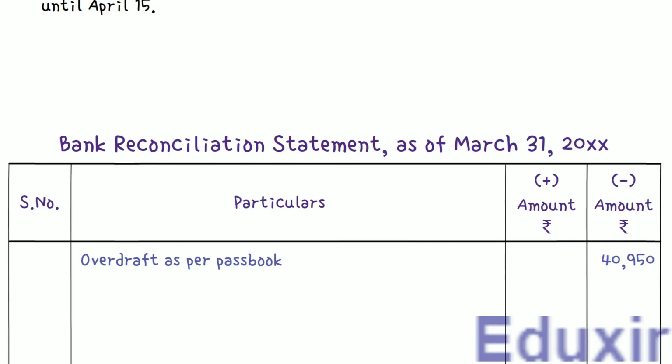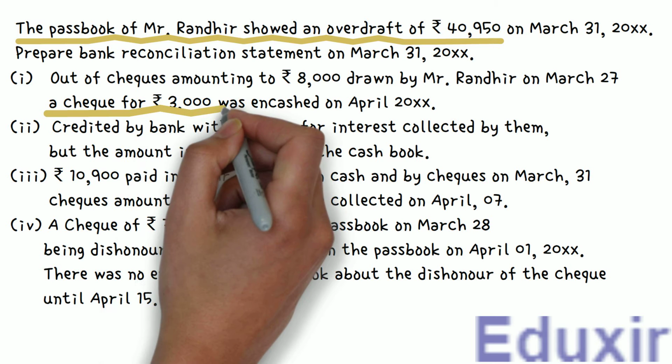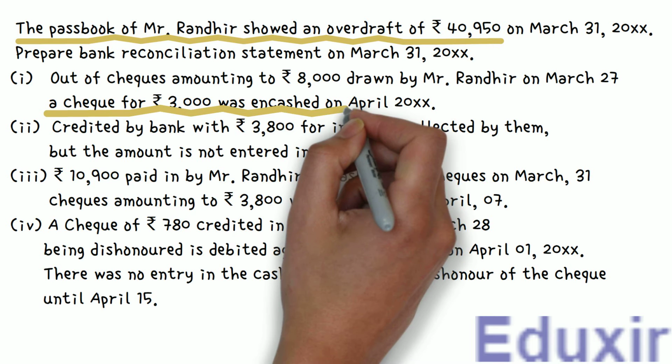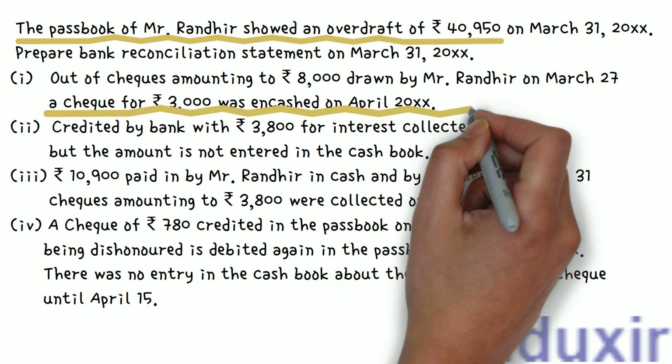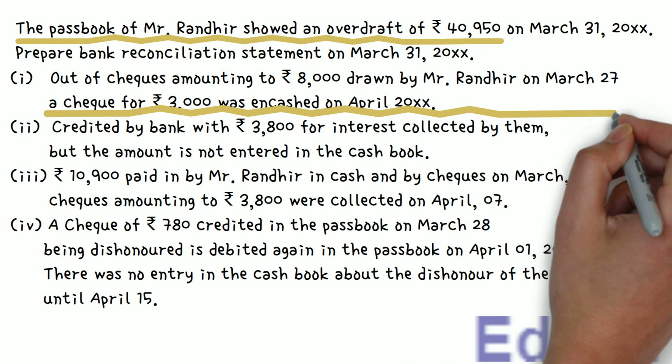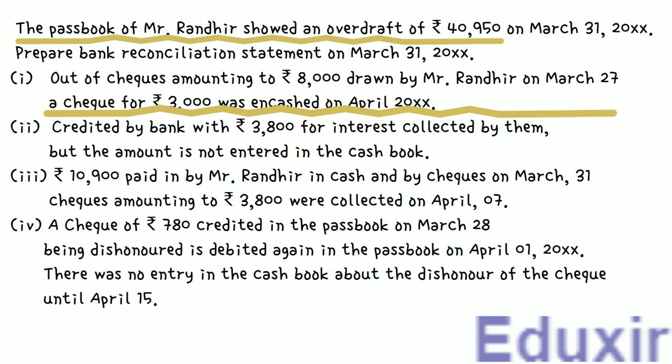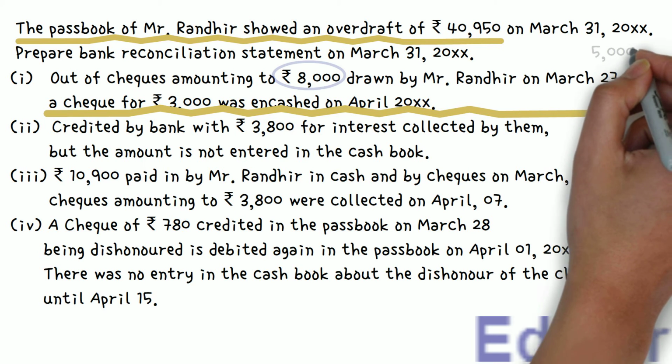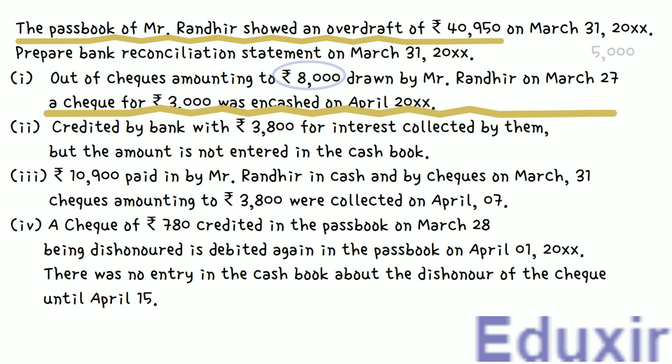Let us now take up the next details. Here it is given that a cheque for 8,000 rupees was drawn by Mr. Randhir in March, but a cheque for 3,000 rupees was encashed in April. In other words, among the cheques drawn for 8,000 rupees, cheques worth 5,000 rupees were collected by the receivers in March itself. So these cheques for 5,000 rupees will be there in the cash book as well as in the passbook. So there won't be any issue with them.